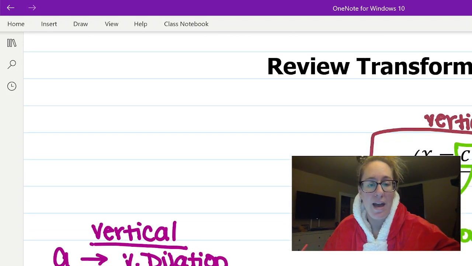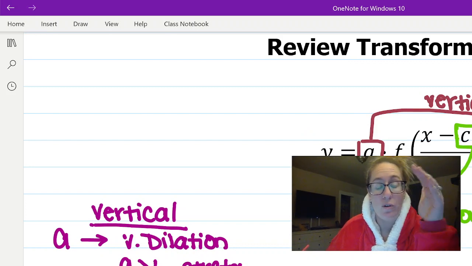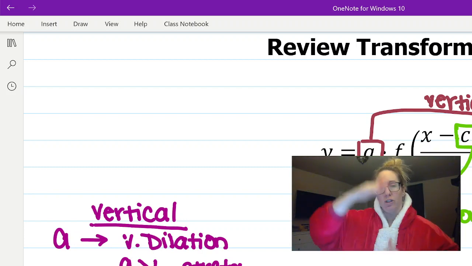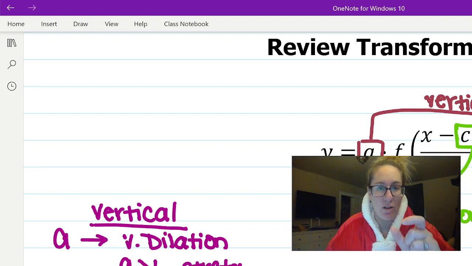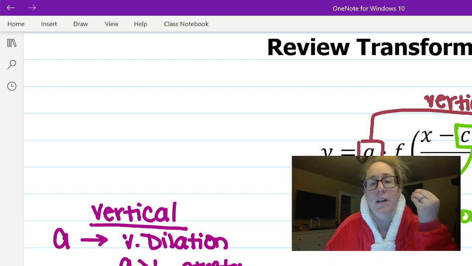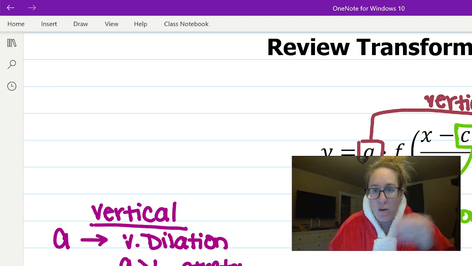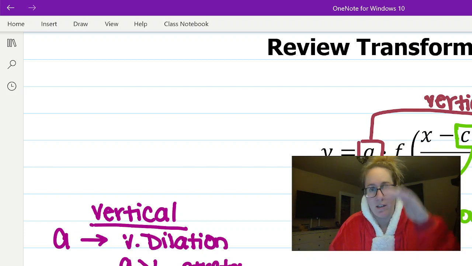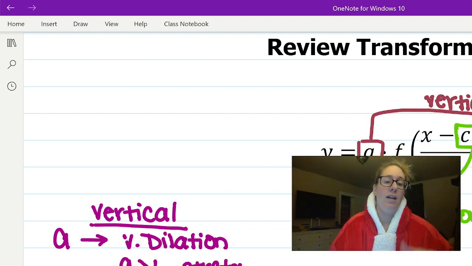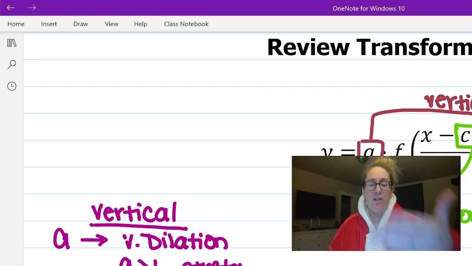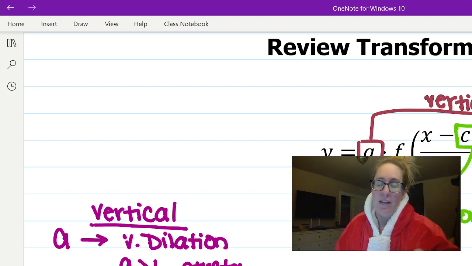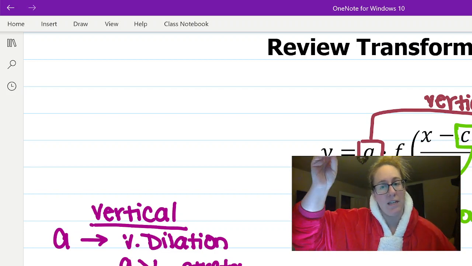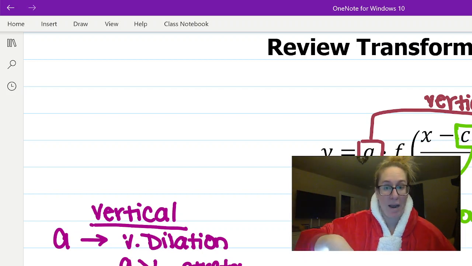Okay, so those are your vertical transformations. Very straightforward, right? The number out front is a vertical dilation. If it's greater than 1, it's stretching your y values. It's literally taking the y values for your coordinate points and multiplying them by whatever the a value is. So if it's bigger than 1, it's a stretch. If you're multiplying your y values by a number that's between 0 and 1, it's a shrink. It's going to take your y values and make them smaller. If it's a negative a, that's a reflection, so that's going to flip your graph upside down. And then your d value is just going to translate or shift all of your points either up if you have a plus d or down if you have a minus d.